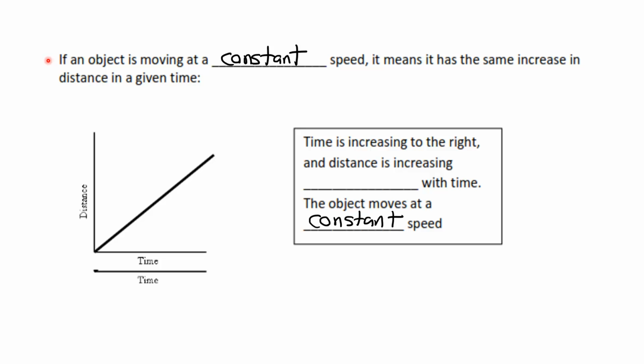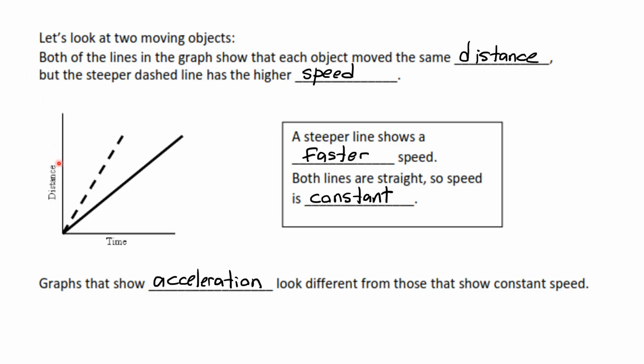If an object is moving at a constant speed, it means it has the same increase in distance in a given time. So here, time is increasing to the right, and distance is increasing with time. The object moves at a constant speed. If you see this kind of line, a straight line, that means the object is traveling at a constant speed.